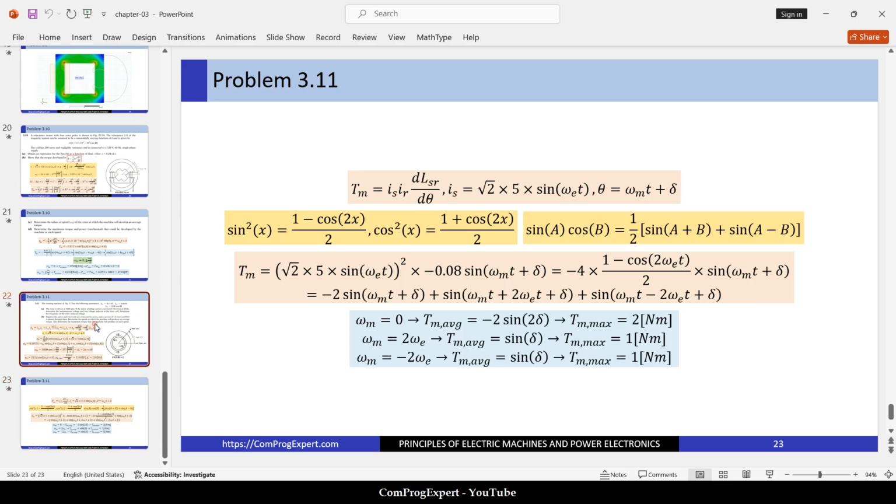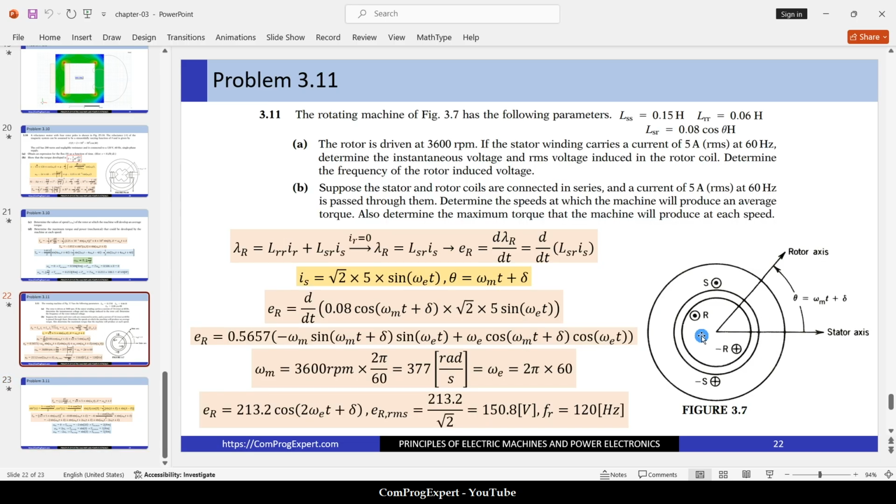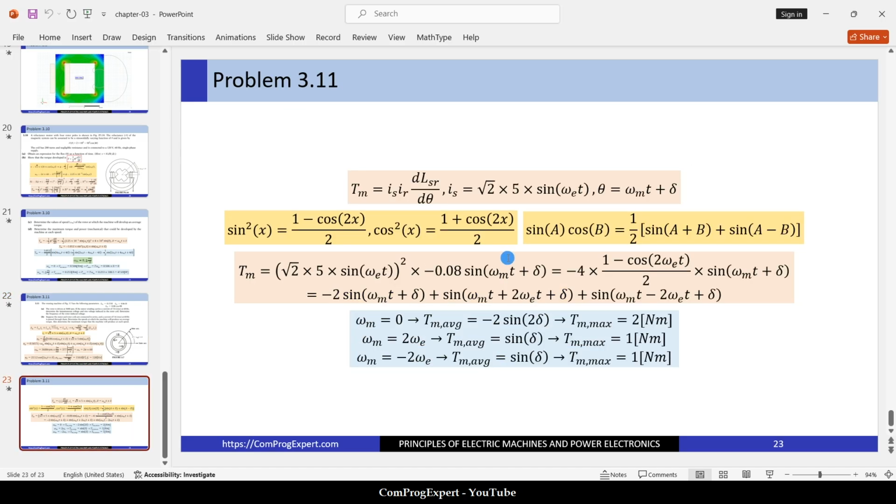Also, you can generate the model in ANSYS Maxwell to do the magnetostatic analysis, find the stator and rotor axis, and so on. I hope you found the videos of this chapter useful for your exam. Let's continue solving the problems of the next chapter in the next video.